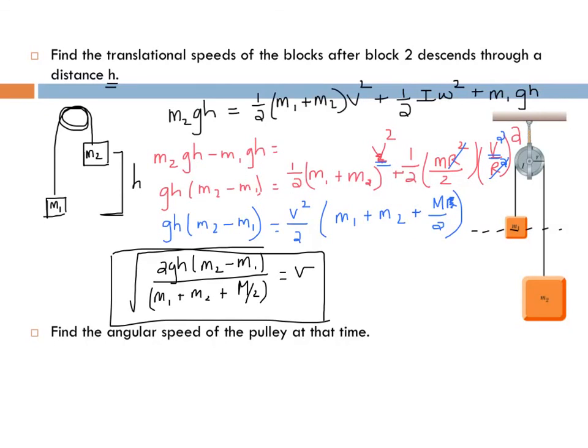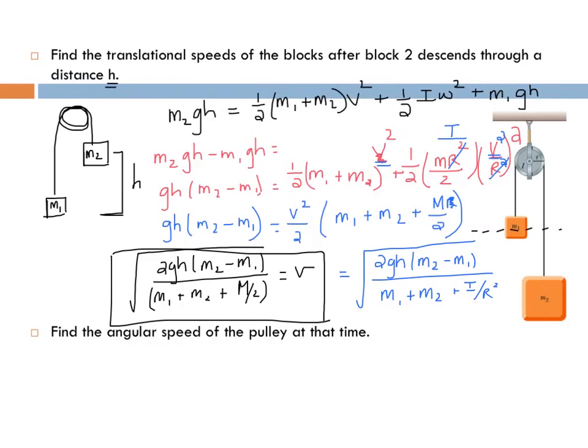Now, if you wanted to make this equation a little bit more general, you could leave the moment of inertia there, because sometimes you might have a rotating cylinder, you might have a rotating hoop instead. So if you left your moment of inertia I there instead, your final equation would have looked like the square root of 2gh times m2 minus m1 all over m1 plus m2 plus I over r squared.